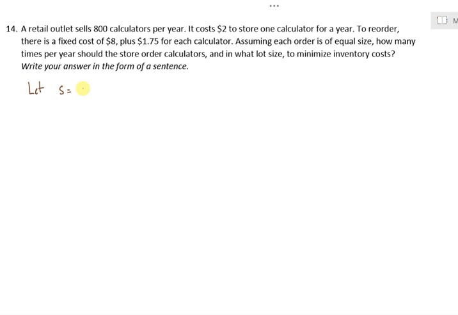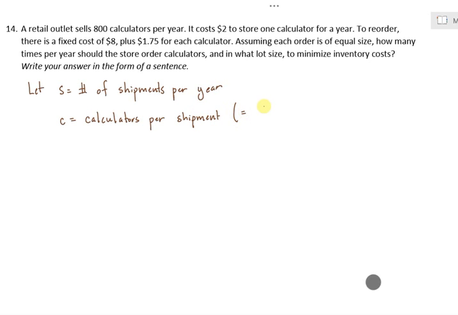I'm going to let S be the number of shipments per year, and C equals calculators per shipment. So right away, if I have 800 calculators total, then I know C is equal to 800 divided by S.